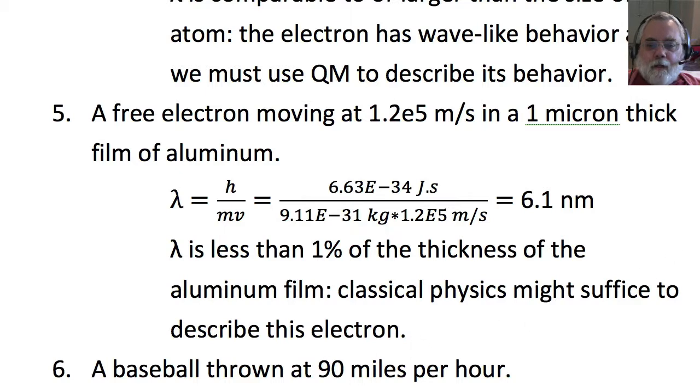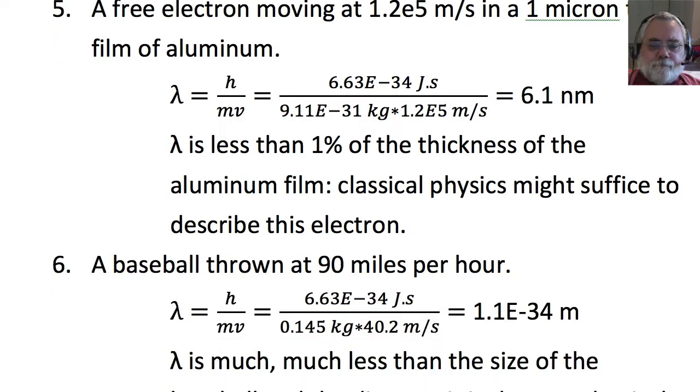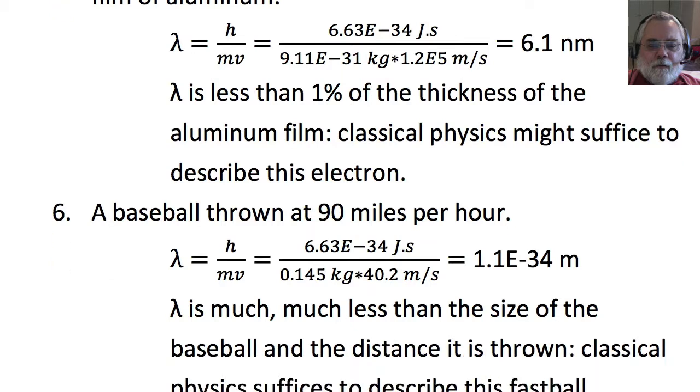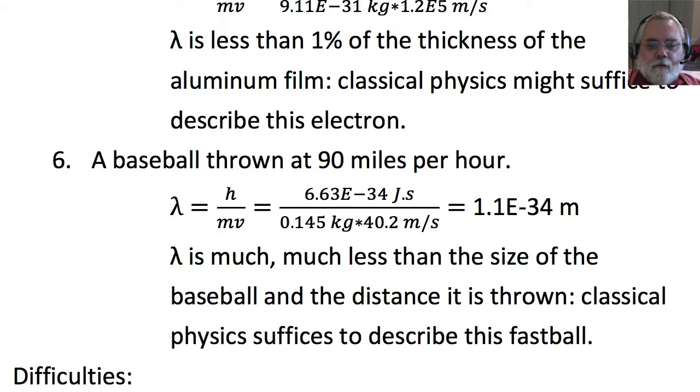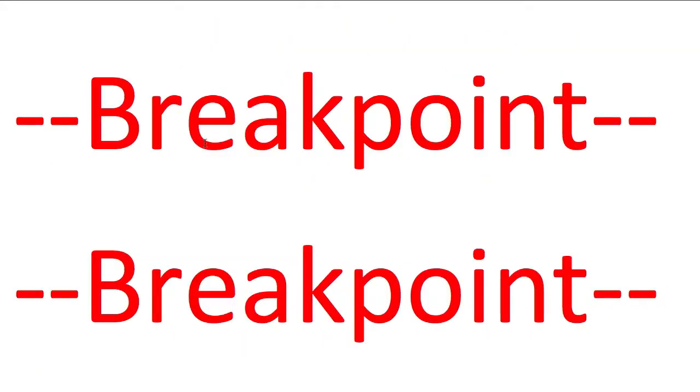How about a baseball thrown at 90 miles an hour? A fastball. Mass is 0.145 kilograms. 90 miles an hour is 40 meters per second. Plug in here and we get 1 times 10 to the minus 34 meters. Greatly smaller than an atom or even a nucleus. So for that baseball, classical physics suffices to describe this fastball. This is a possible time to take a break.